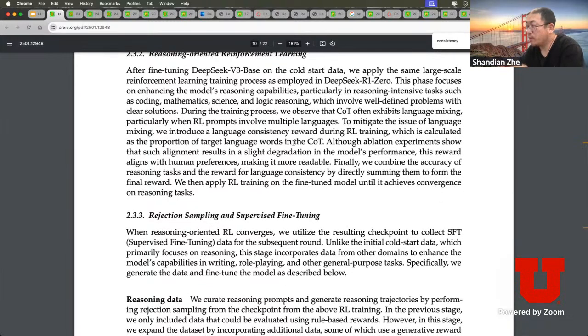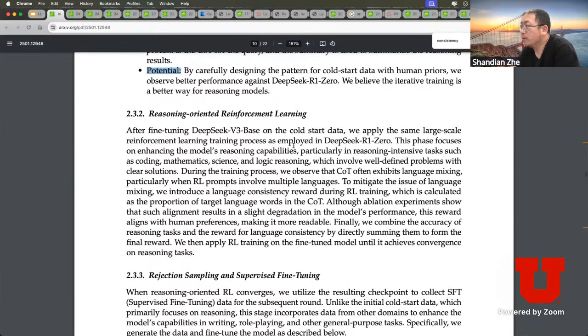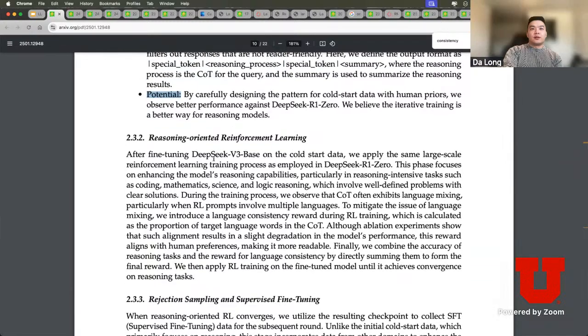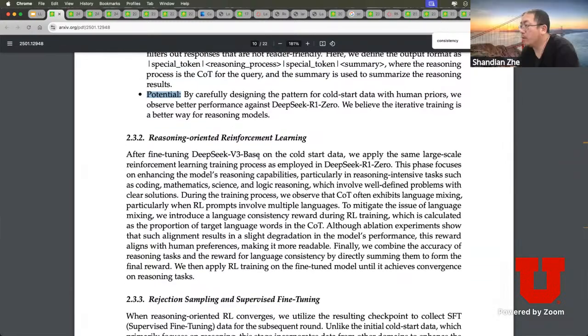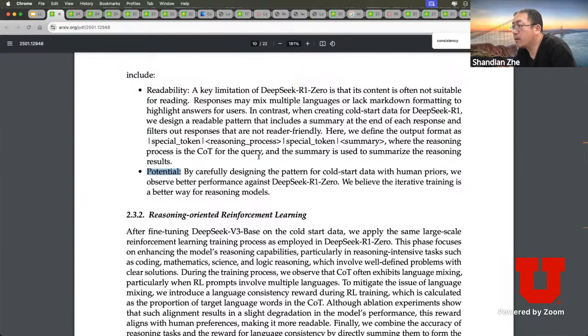Okay, what's V2? Where is V2? V2, V3. I mean, you got R1, right? R1, and then you do supervised fine tuning. That's R2, right?